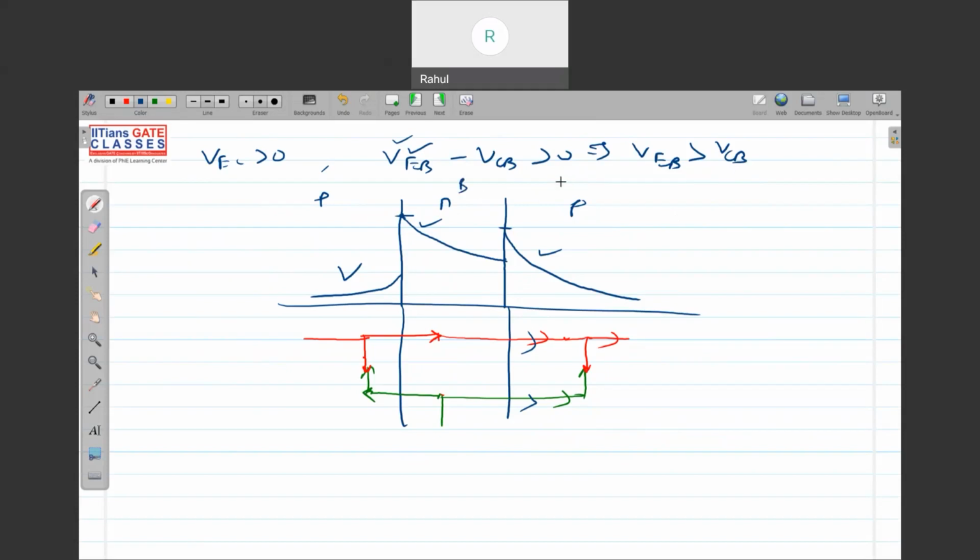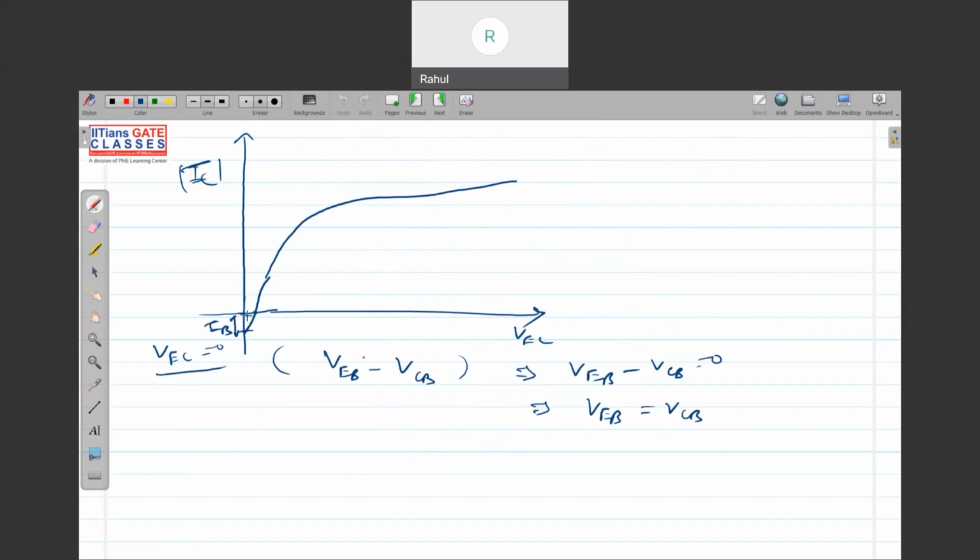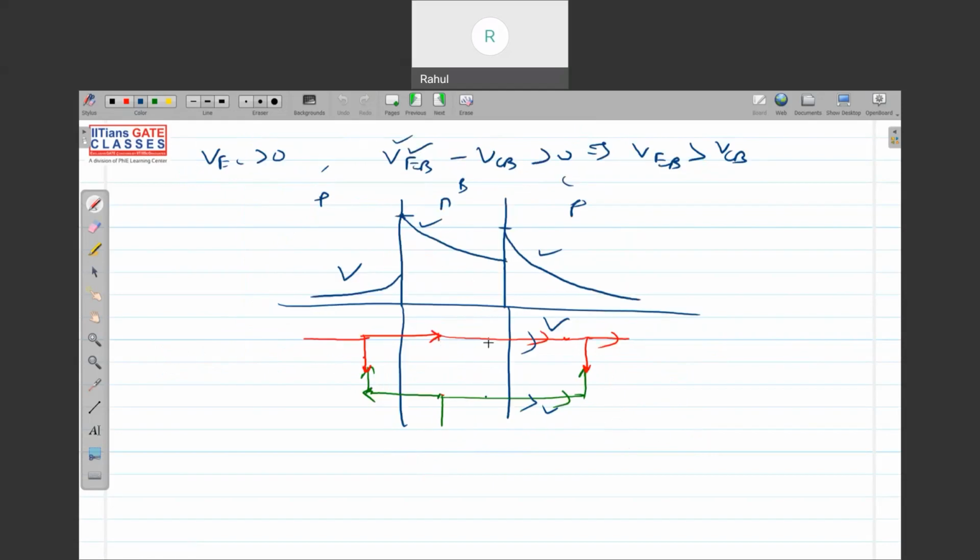Okay, this is base, this is collector. Because of the concentration gradient, the holes are injected from base to collector, and because it is forward biased, the electrons are also injected from base to collector. Okay, so you can see the holes and electrons are moving in the same direction. So a point will come, right? If you go on increasing the emitter to collector voltage, what is happening? The holes and electrons are moving in the same direction.